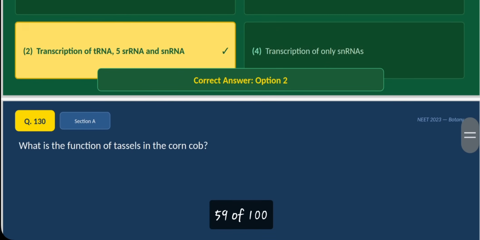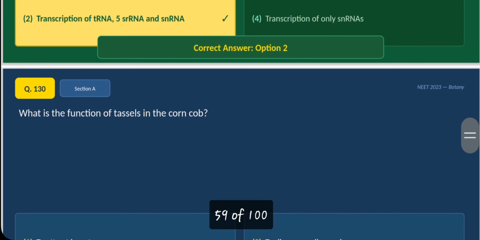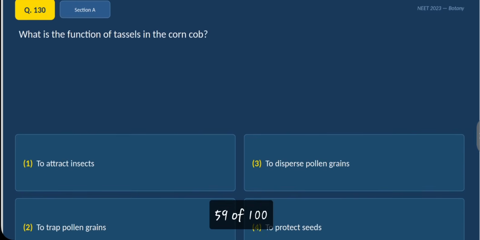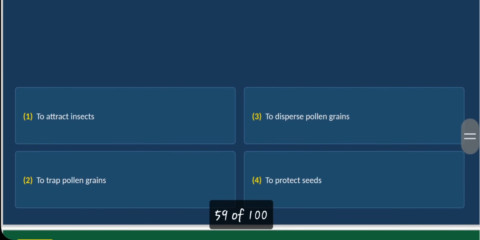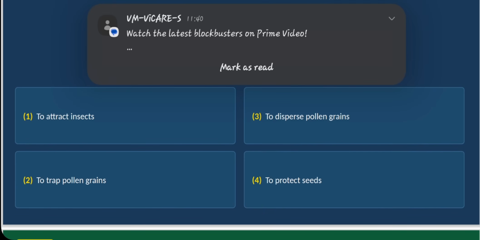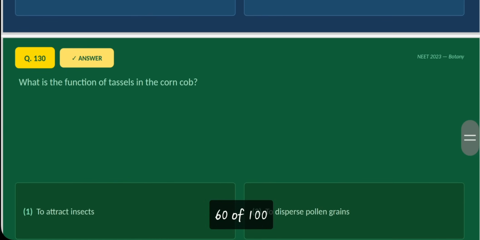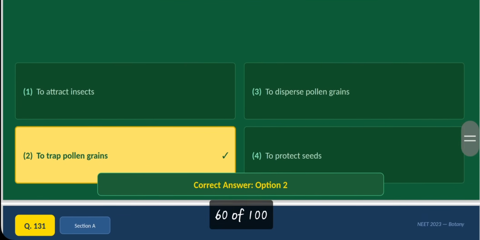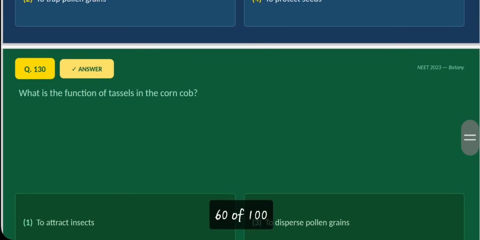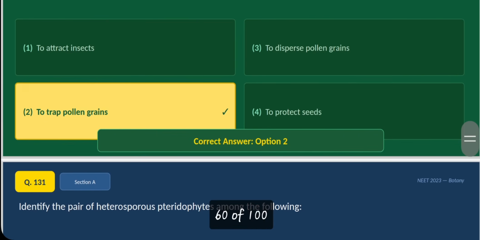What is the function of tassels in the corn cob? To attract insects, to disperse pollen grains, to trap pollen grains, to protect seeds. The answer is to trap pollen grains. They have these tassels in the corn cob.